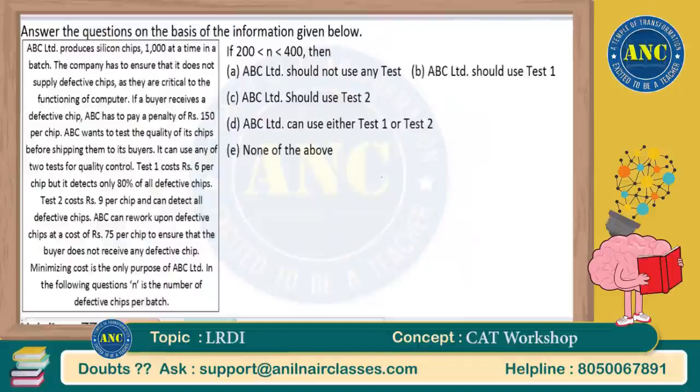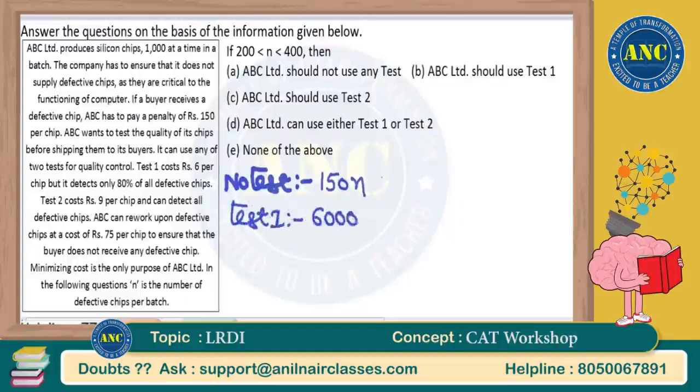Let me draft the question. Next question. See the question, sir. We have to write few values. No test, we got it as 150 yen. Test 1 we got it as 6,000 plus 90 yen. Test 2 we got it as 9,000 plus 75 yen.